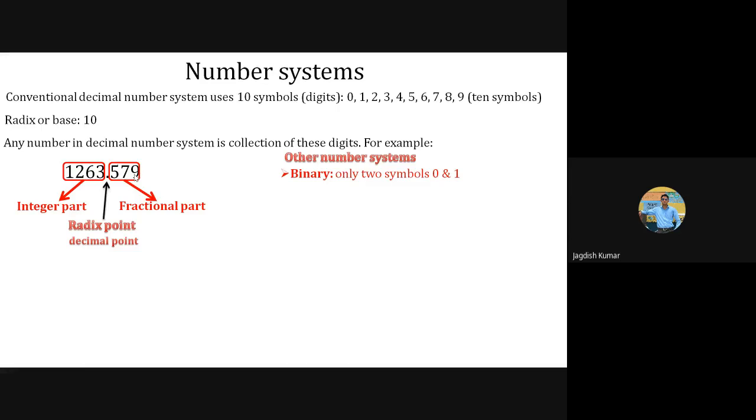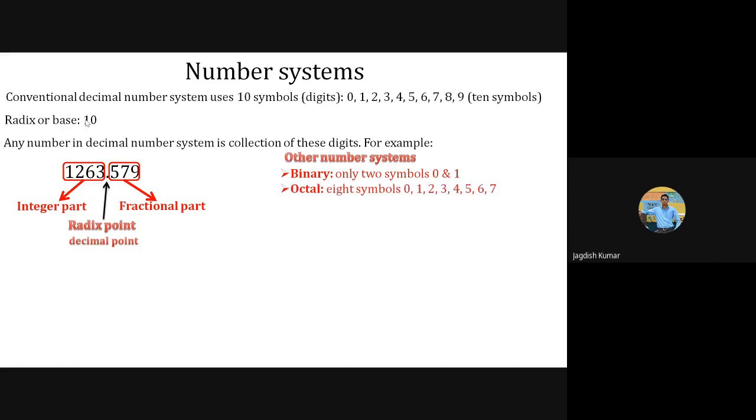Suppose we have only two symbols, and that is what we call the binary number system. The base for a binary number system shall be 2. What is base? It is the number of different digits or symbols in a number system. In a decimal number system, we have 10 different symbols, 0, 1, 2, 3, all the way up to 9. In the binary number system, we have only two symbols, 0 and 1. That is why the base or radix for the binary number system is 2.